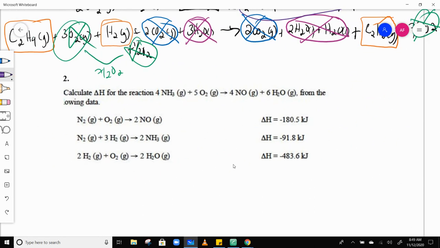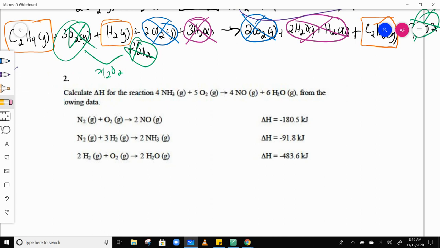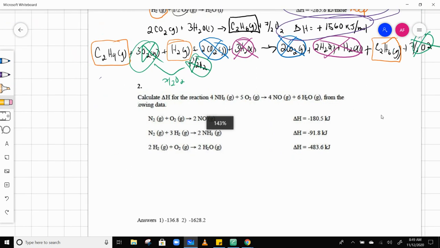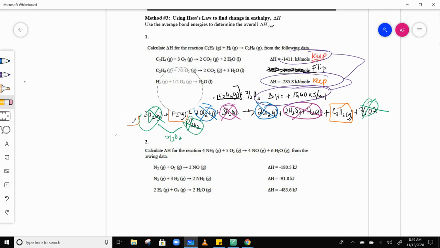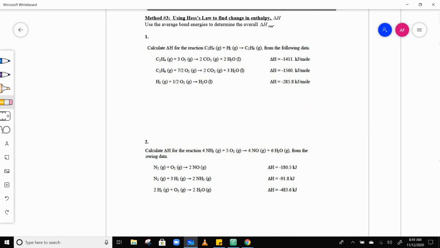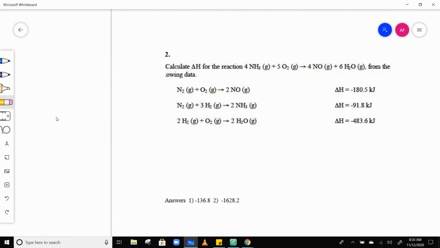Okay, let's do one more. This one involves the other thing we need to think about, which is if we have to multiply a reaction, we multiply the delta H. So again, this video will be posted online, so if you do need it to go back to, feel free.